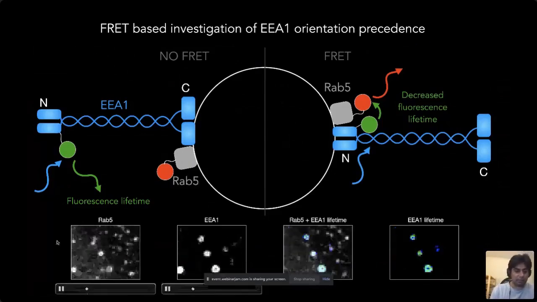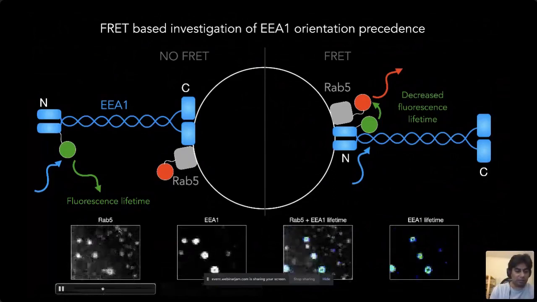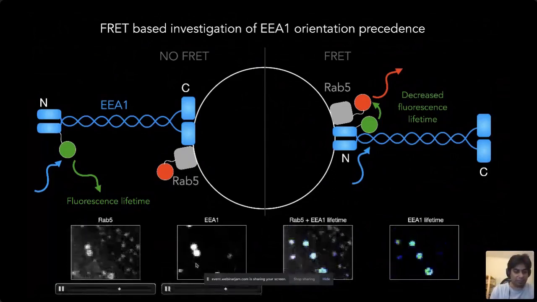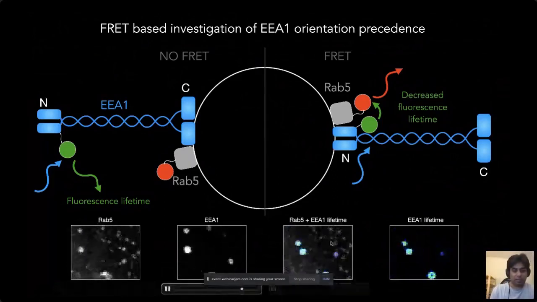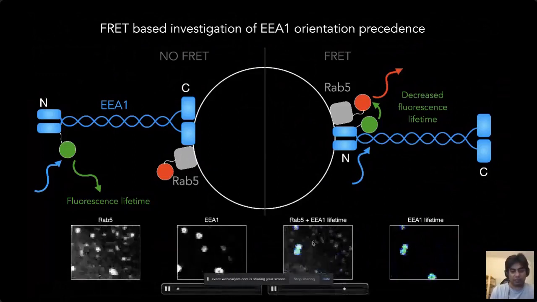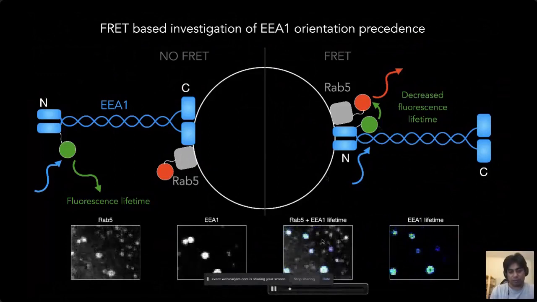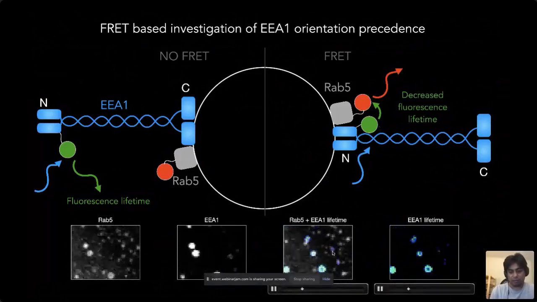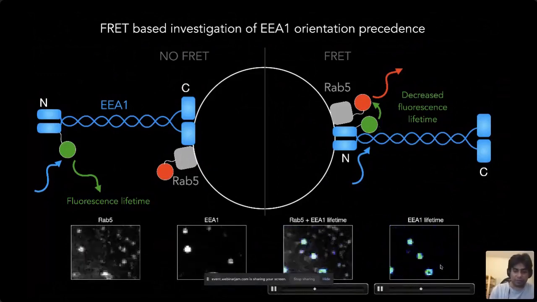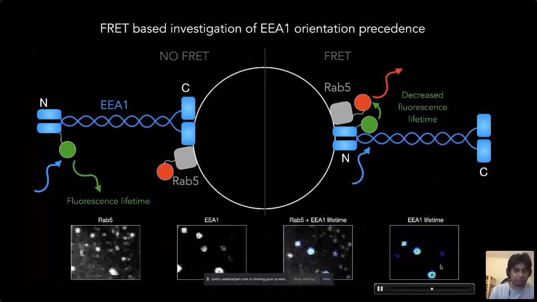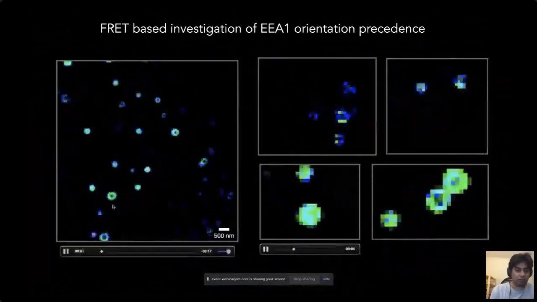So here's an example of the movie. Here you have RAB5 signals, and here are EEA1 positive endosomes. And you can see here the measured lifetimes of EEA1 to RAB5 FRET in blue or green. Right? So you can see there are different kinds of populations. So here's an overview of the area.